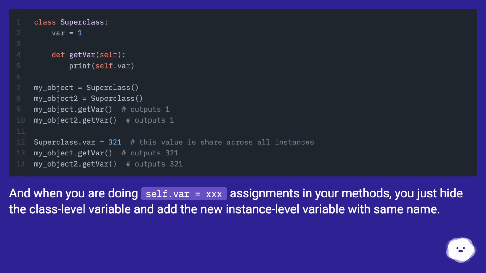And when you are doing self.var = XXX assignments in your methods, you just hide the class level variable and add a new instance level variable with the same name. See also the documentation, this URL.